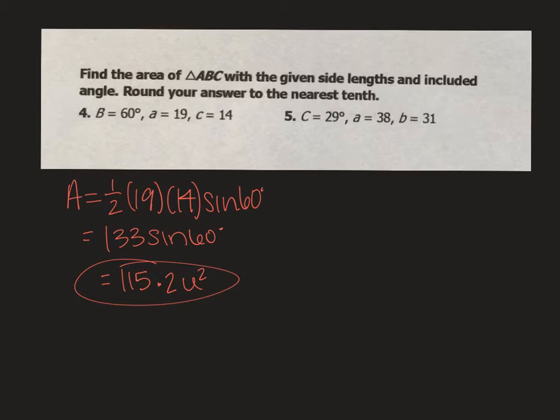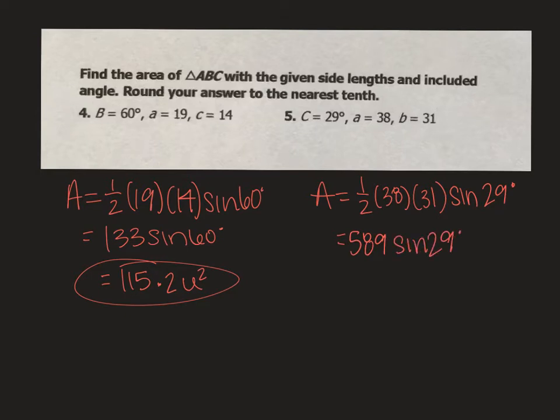I'm going to have you go ahead and try number 5 on your own, pause the video, and then come back when you are ready to compare your answer. Okay, so 1/2 times our side of 38 times our other side of 31 times the sine of 29 degrees. 1/2 times 38 times 31 is 589, times the sine of 29 gives us an area of 285.6 units squared.